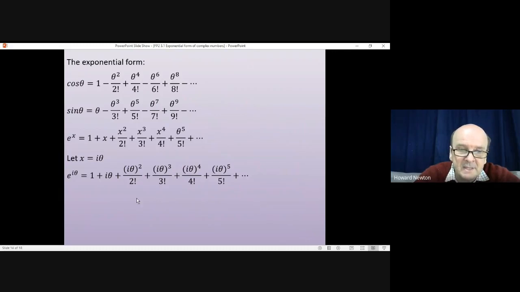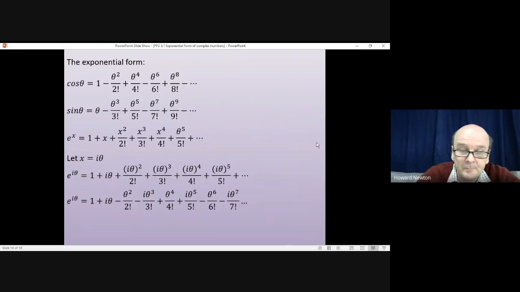Multiplying out the brackets, every time we get i squared it is minus 1. So every time we get i squared, we'll get a minus here. Multiplying out the brackets will give us 1 plus i theta, and then the i squared becomes minus 1 in the squared term. In the cubed term, you get i squared times i, so you get a minus, but you still have an i. The following term, we get another i squared, times it by minus 1 again gives us plus, and so on and so on.